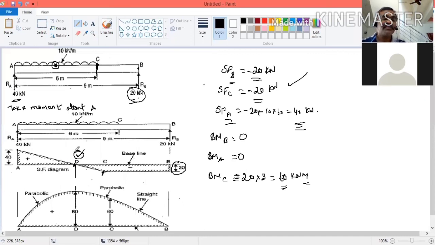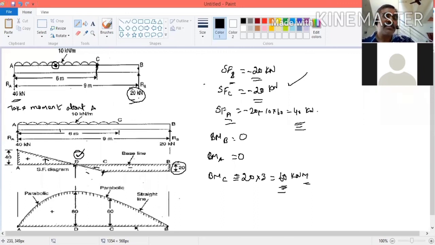So we have calculated B and C. C is 60, and this is a straight line, linear. Here it is 0, here it is 60. But at point D, you have to calculate again. Whenever there is a change in sign of shear force, here negative to positive at this point, you have to calculate the bending moment again. Most of the time it will be maximum, but you have to confirm it.